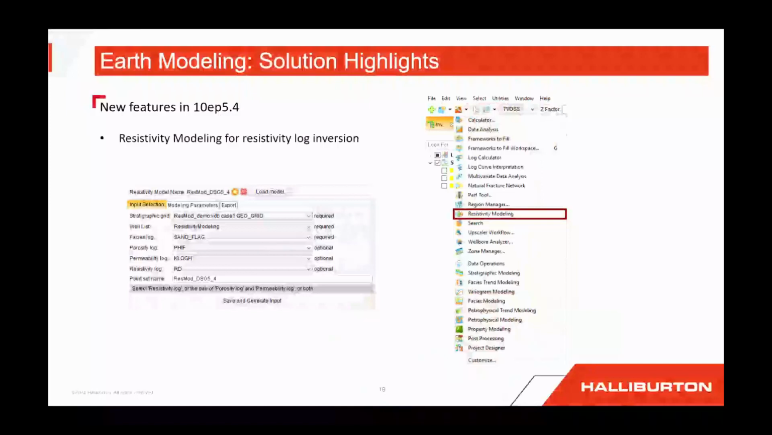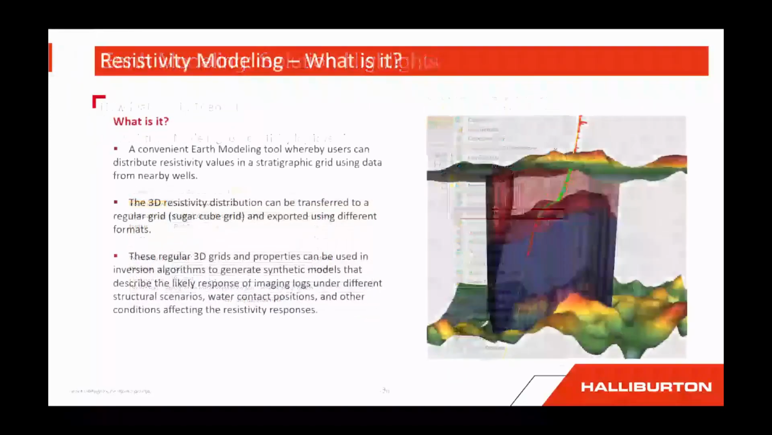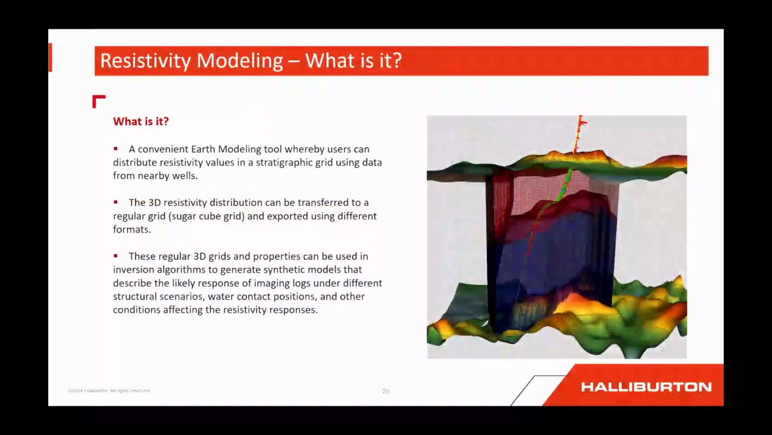The resistivity modeling workflow is condensed into an easy-to-use package accessible from the DSG Tools menu. The streamlined workflow allows users to create 3D distributions of resistivity using different methods, QC the results, and export them as a regular 3D grid, which is suitable for use in resistivity imaging inversion software such as Sperry's Roxy Blast.